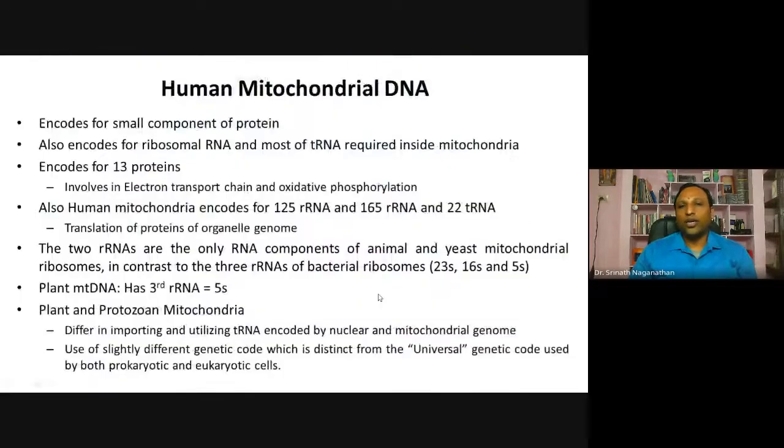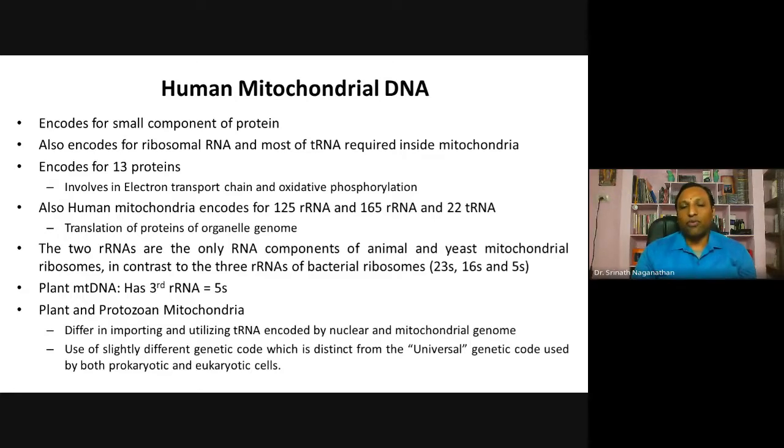The human mitochondrial DNA encodes a small component of proteins. It also encodes ribosomal RNA and most of the tRNA required inside mitochondria. It encodes 13 proteins, mainly involved in the electron transport chain and oxidative phosphorylation. Also, human mitochondria encode 12S rRNA and 16S rRNA and 22 tRNAs.